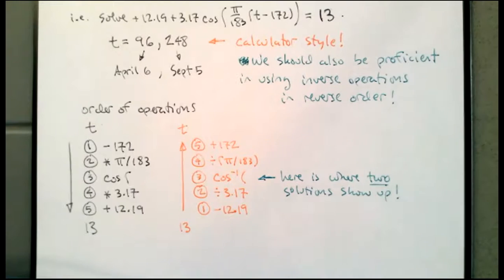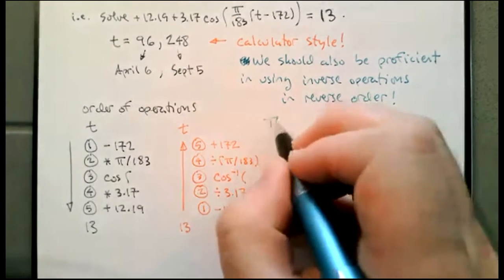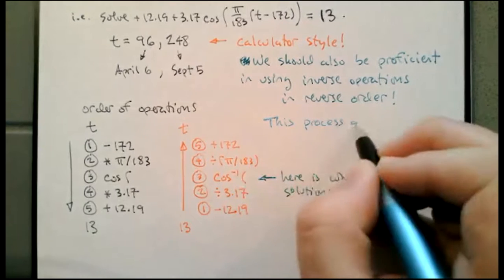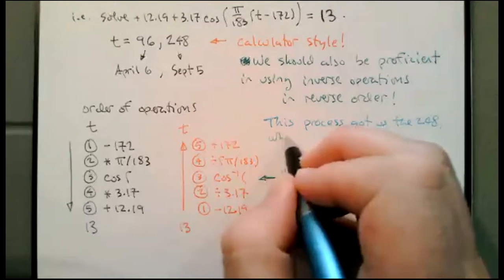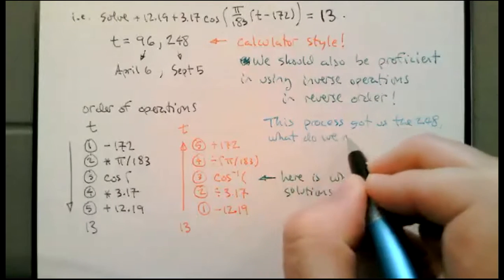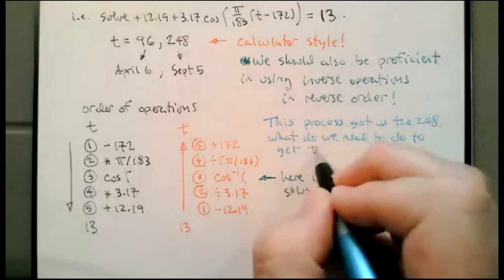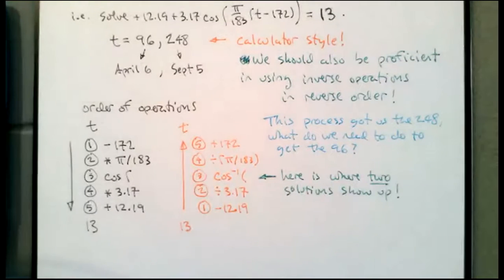So what we've noticed is that this process got us to the 248. How are we also going to get the 96? This process got us to the 248s. What do we need to do to get the 96? That's the big question.